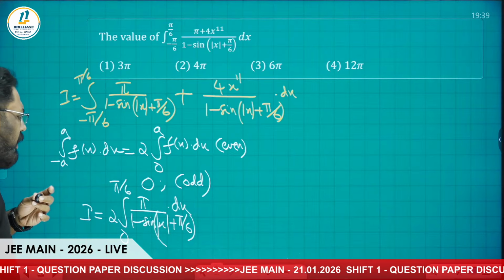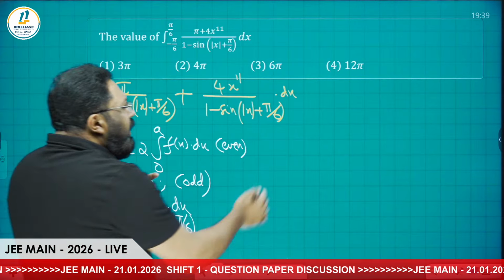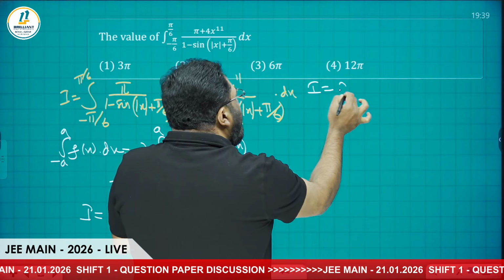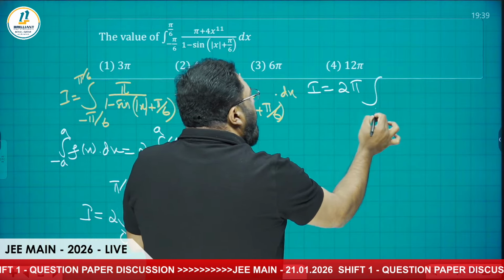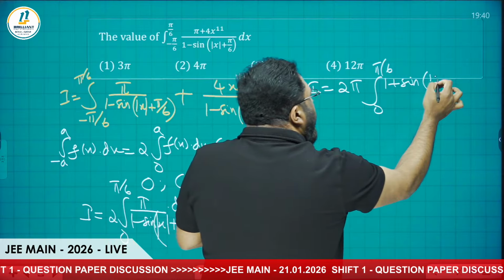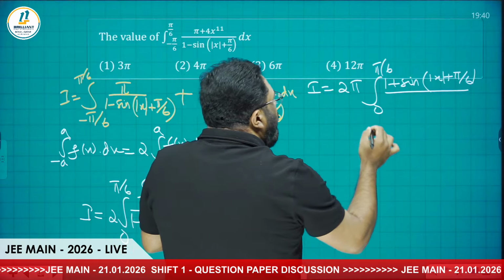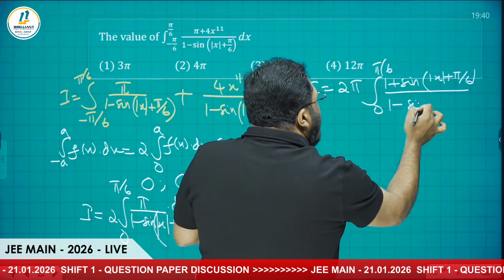Okay, so we can remove the pi, which is a constant. This is a very simple form, 1 minus sine x. 1 by 1 minus sine x is a direct integration. You can remember like this. So I is equal to 2 pi, 0 to pi by 6. Remember, you just simply got to rationalize, like conjugate of the denominator. It is going to be 1 plus sine of mod x plus pi by 6 divided by 1 minus sine squared of mod x plus pi by 6. Why sine squared? 1 minus sine x into 1 plus sine x, 1 minus sine squared, which is cos squared.